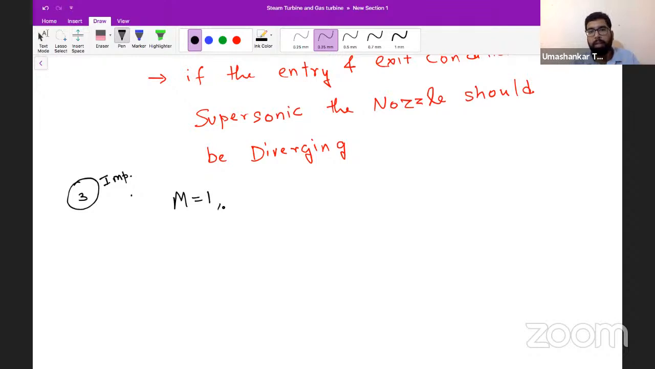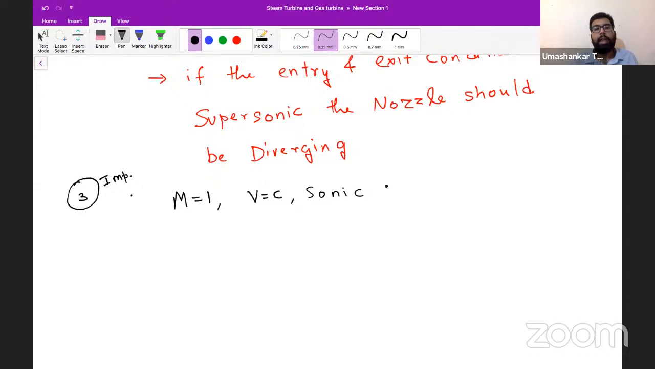Sonic condition I am dealing with. This is the very important condition. At the sonic condition, when M is equal to 1, that is V is equal to c, we call it sonic condition. Virender, if the entry is subsonic and exit is supersonic, we are going to deal with that. Don't worry. Just wait. We are going to deal with that.